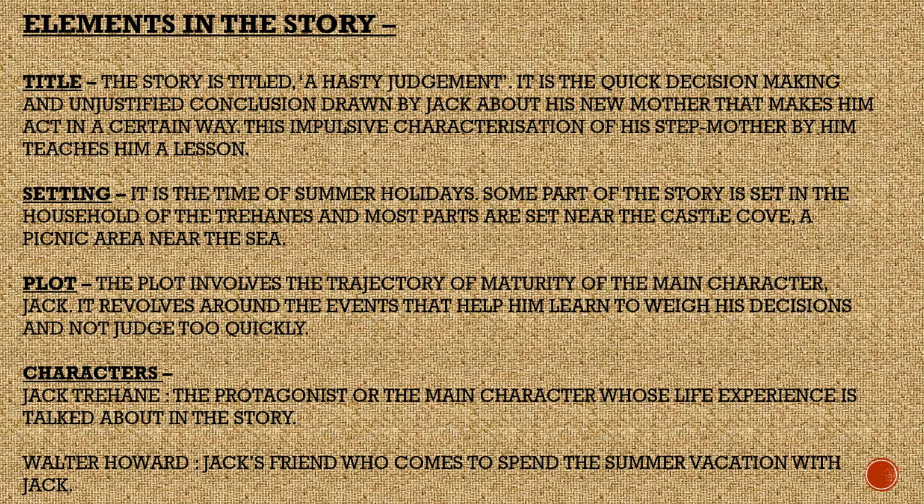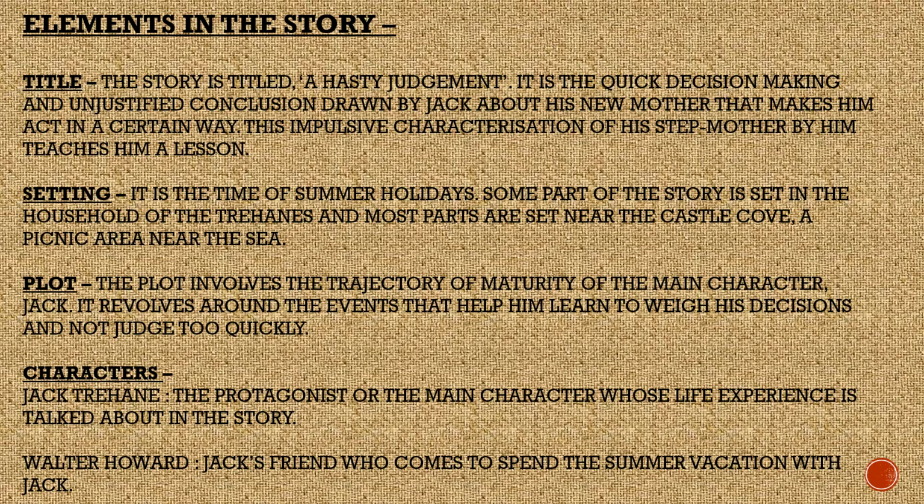After the summary, let us now discuss the elements in the story. First of all, the title. The story is titled A Hasty Judgment. It is the quick decision-making and unjustified conclusions drawn by Jack about his new mother that makes him act in a certain way. This impulsive characterization of his stepmother teaches him a lesson. He initially thought that his stepmother is a frugal-minded person who is saving money unnecessarily and he begins to hate her. But later on he realizes that he was wrong to judge her so quickly because she was actually trying to save some money to surprise him.